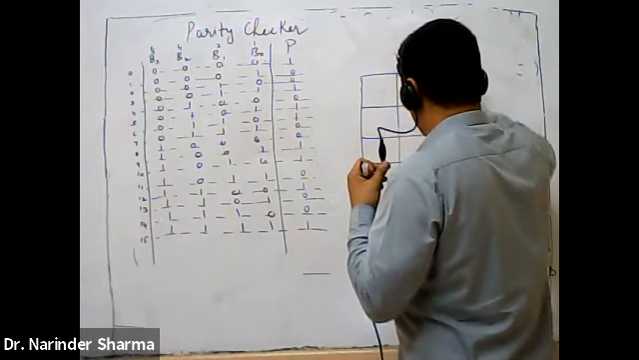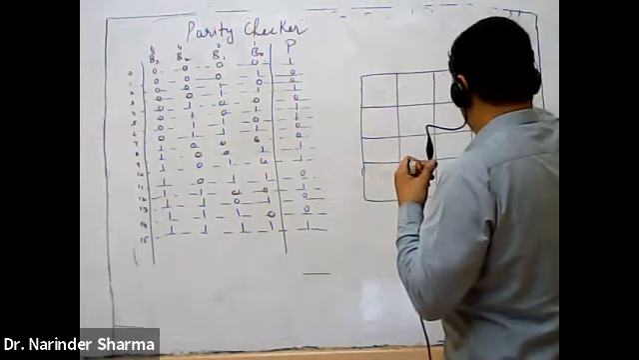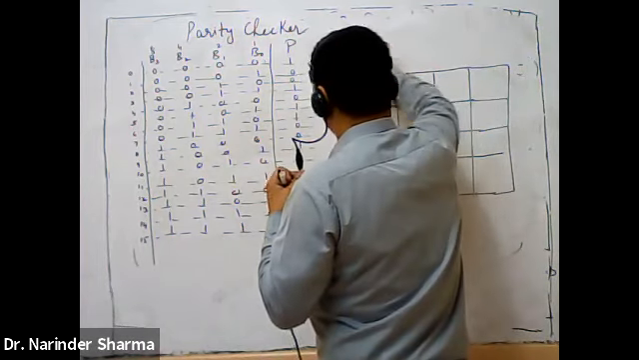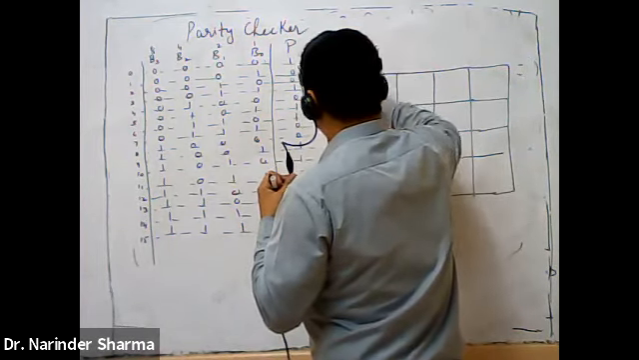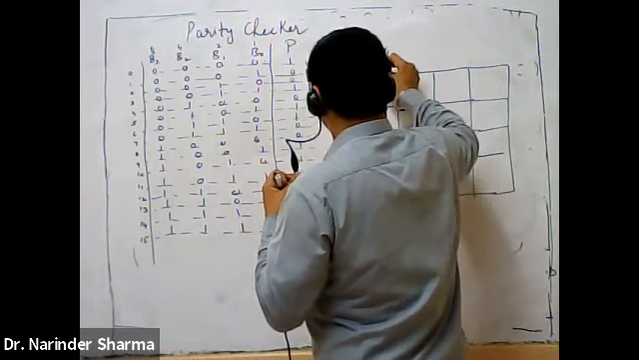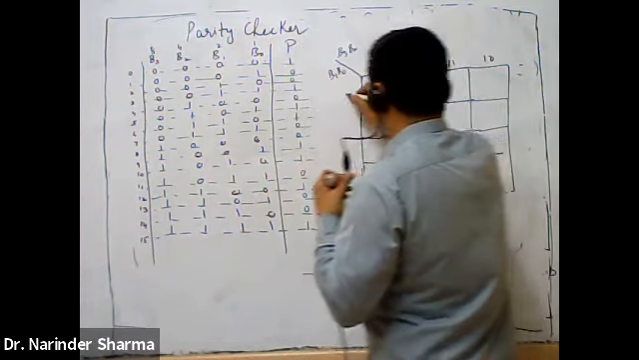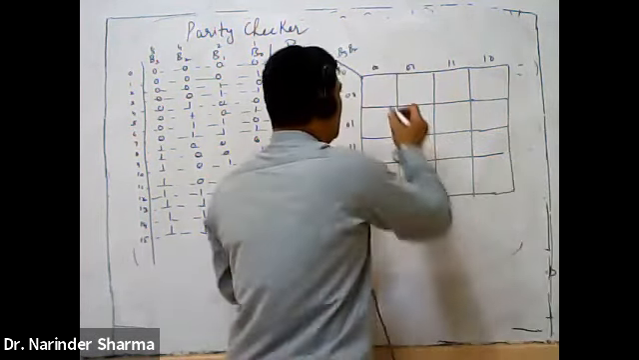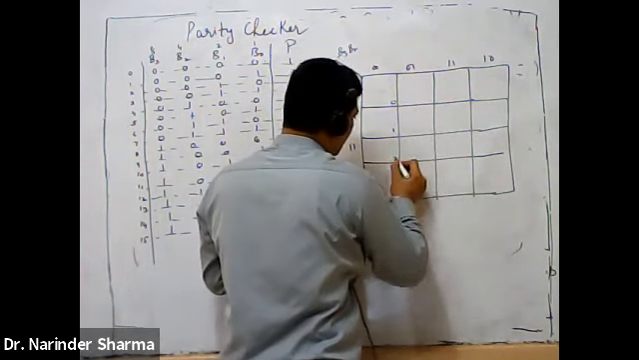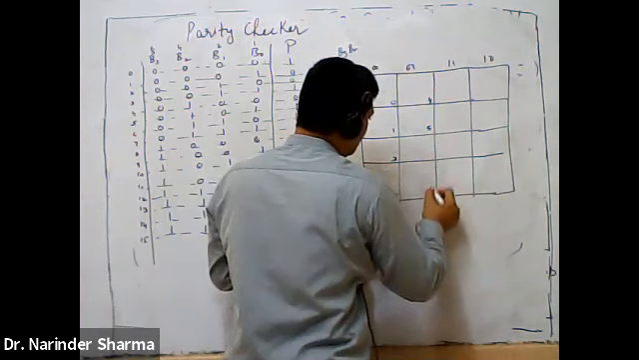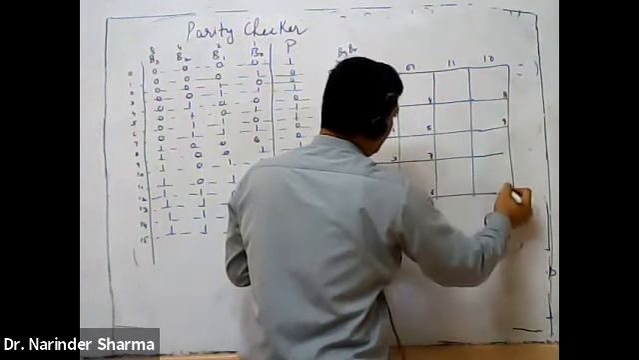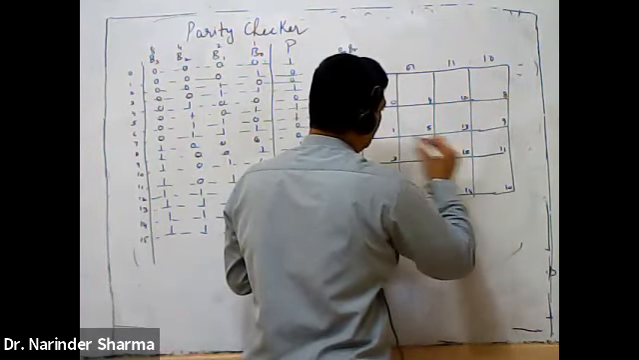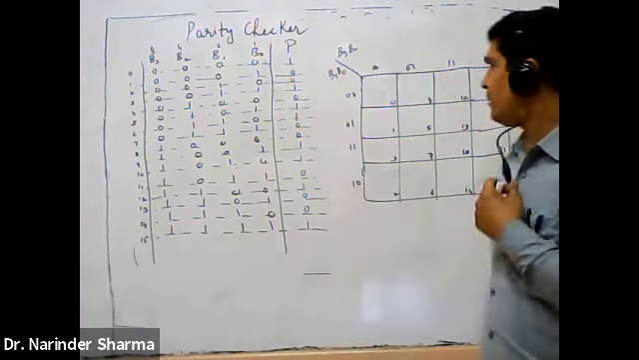In a similar way as we have discussed, this is B3, B2, B1, B0 with the combinations 00, 01, 11, 10. Number the cells as 0, 1, 2, 3, 4, 5, 6, 7, 8, 9, 10, 11, 12, 13, 14, 15. You have to fill up these numbers.